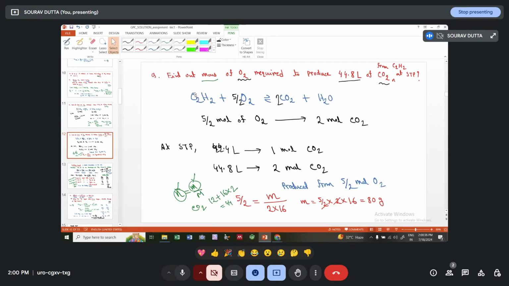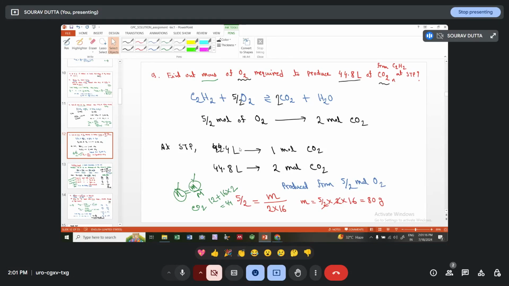So there are 2 carbon atoms on the left side. So we have multiplied by 2 with the carbon dioxide, and hydrogen is already 2 on the right hand side. In case of oxygen, on the right hand side there are 2 into 2 plus 1, 5 oxygen. But here on the left side there is 1 oxygen molecule, basically 2 oxygen atoms. That's why we multiply by 5 by 2. So on the left side there are 5 oxygen atoms, and on the right side 5 oxygen atoms. It is balanced. From this equation, oxygen and carbon dioxide are the topic of interest. Okay, so I am focusing on these two. 5 by 2 moles of O2 will give 2 mole of CO2.